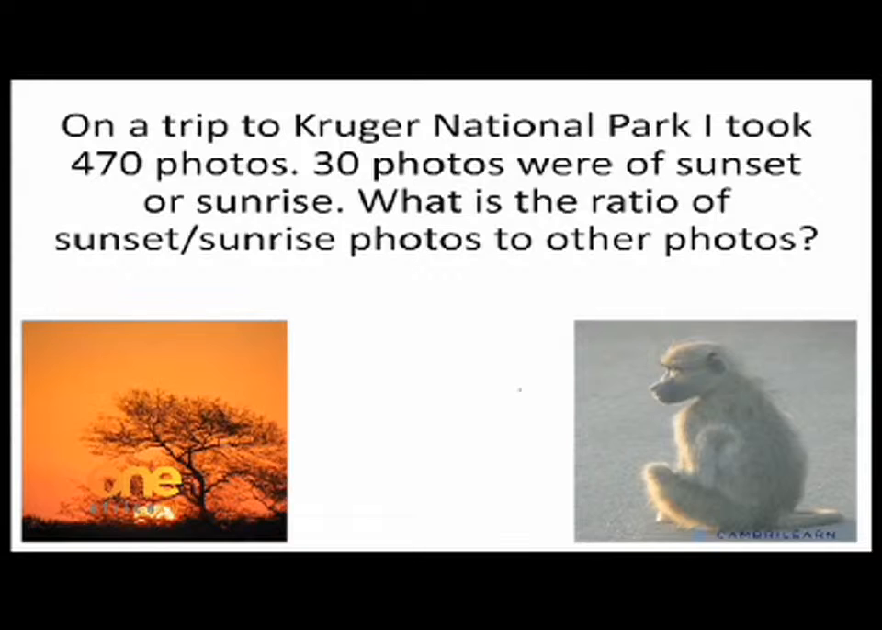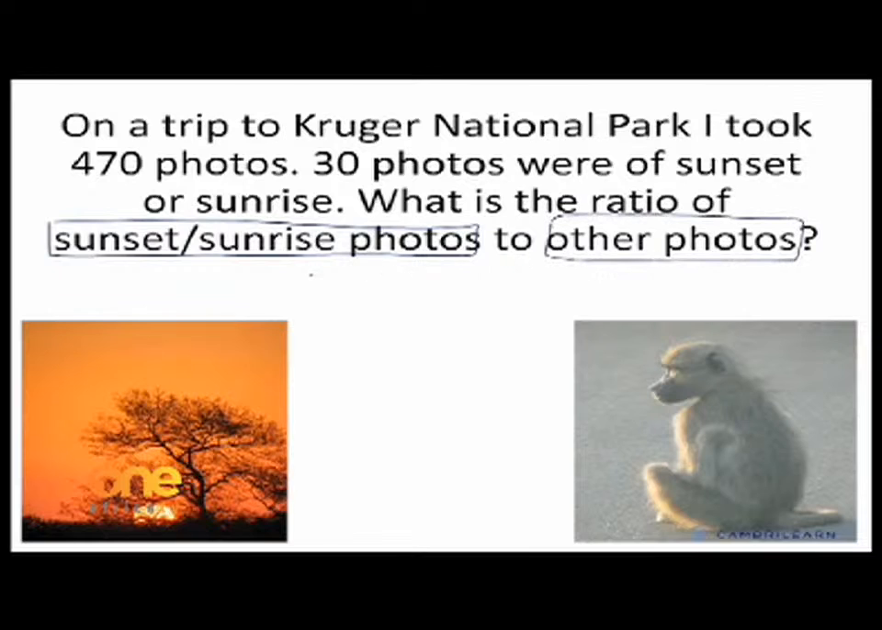Let's look at a ratio question. This question says, on a trip to Kruger National Park, I took 470 photos. 30 photos were of sunset or sunrise. What is the ratio of sunset, sunrise photos to other photos? So we're looking at a ratio. We want to know sunset, sunrise to other photos.